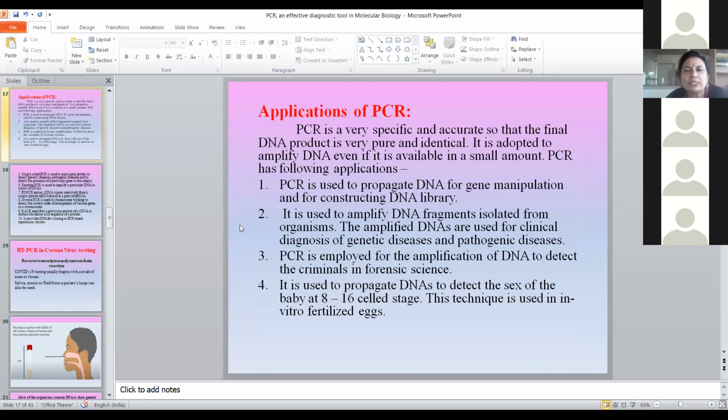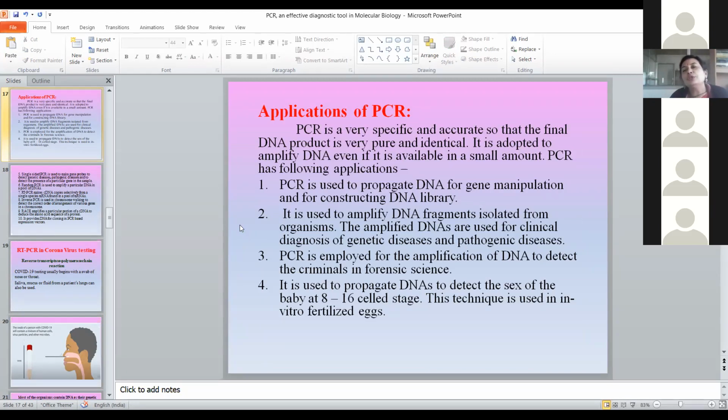Now, in general, we'll discuss the applications. PCR is a very specific and accurate technique. So the final DNA product is very pure and identical. It has no mixture. It is adapted to amplify DNA even if it is available in a small amount. What are the various applications? It is used to propagate DNA for gene manipulation and construction of gene libraries. That means for all molecular biology techniques, genetic engineering experiments, recombinant DNA technology experiments.